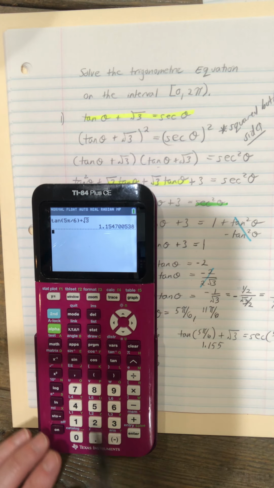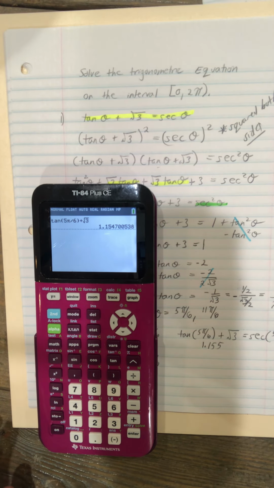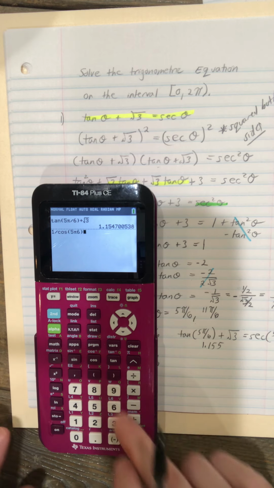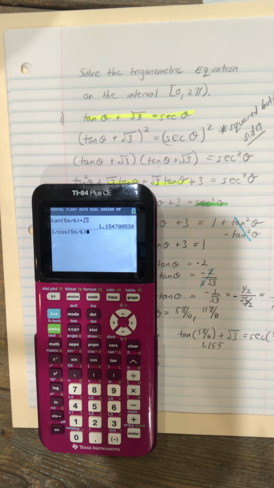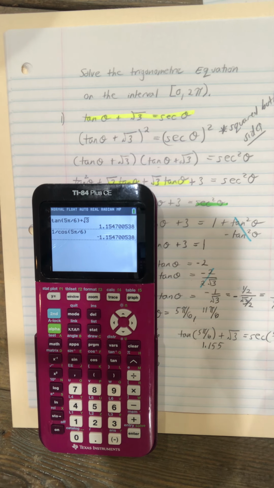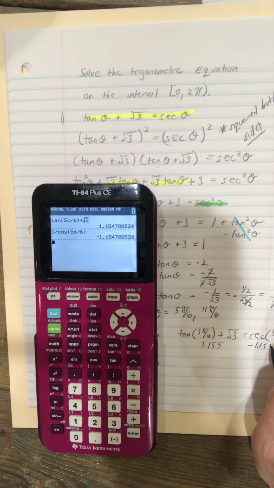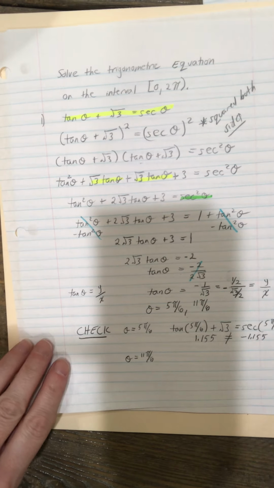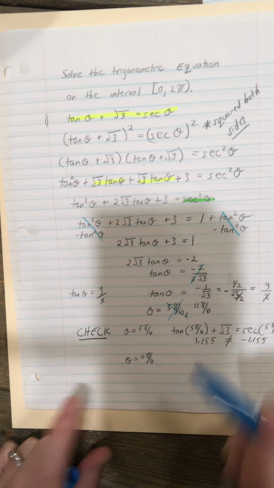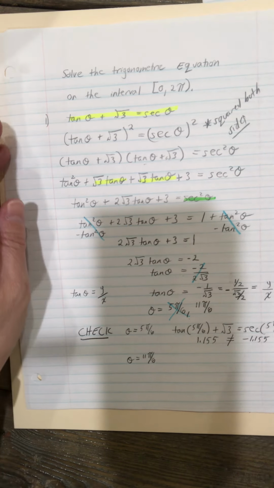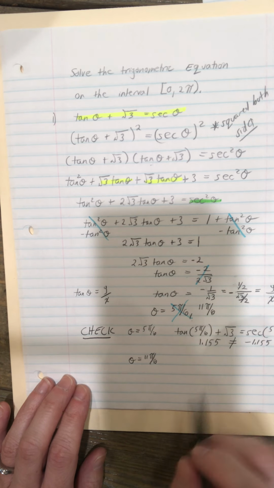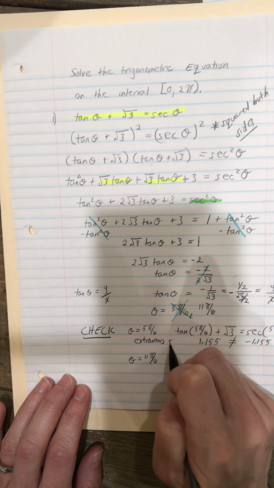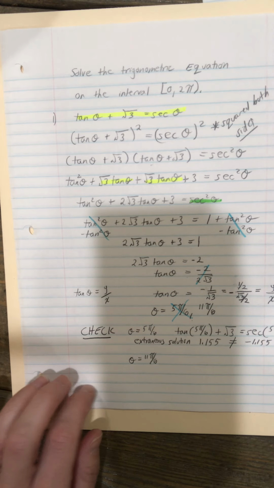Now let's try secant. I don't have a secant on here, but secant is equivalent to 1 over cosine. So you can put 1 divided by cosine of 5 pi over 6. Use that knowledge. When I put that in, I get a negative 1.155. These two are not equal. Therefore, 5 pi over 6 cannot be a solution. That's an extraneous solution.